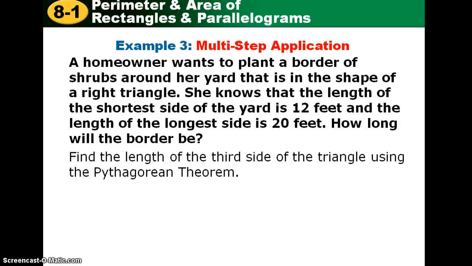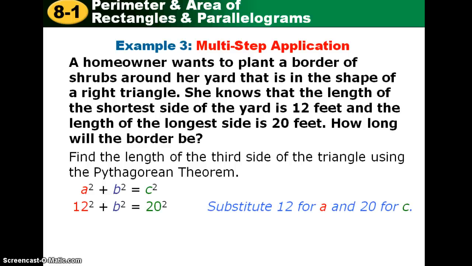We have a right angle. A squared plus b squared equals c squared, Pythagorean theorem. So 12 squared would be a, the shortest side. 20 squared would be c, the longest side. And then b squared is what we're looking for. So we square those two numbers, subtract 400 minus 144 to get 256, and we take the square root to get b equals 16.